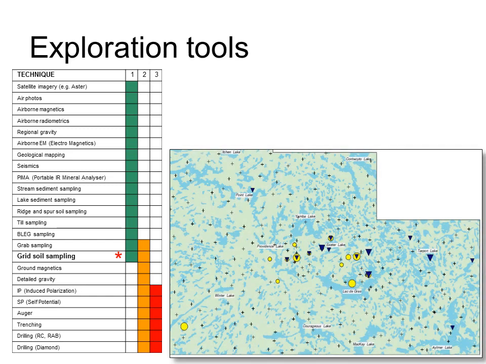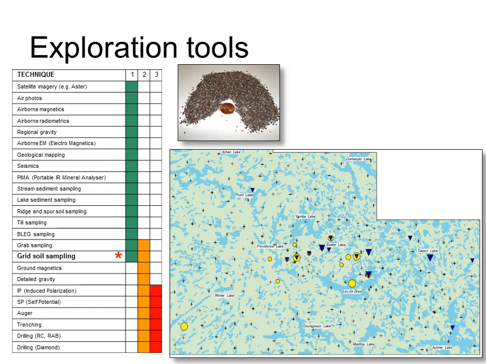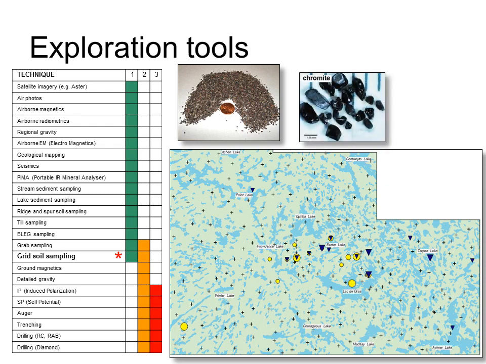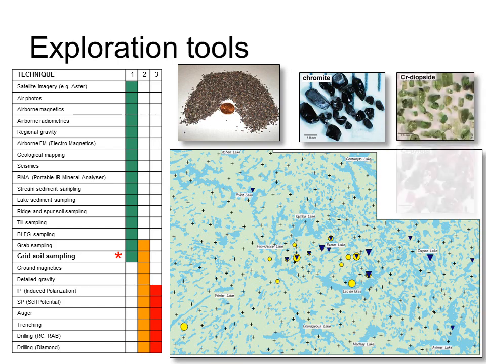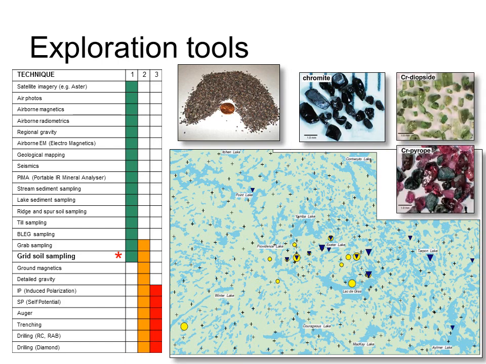till sampling is used to detect kimberlites that host diamonds. You take a large soil sample, sieve it to concentrate the sand-sized portion, and then this is separated by gravity to collect the heavy minerals, looking for kimberlite indicator minerals, or KIMs, which include chromite, chromium diopside, and chrome-rich pyrope garnets. If these are present, then you increase the sample density and use geophysics if the kimberlite doesn't outcrop.